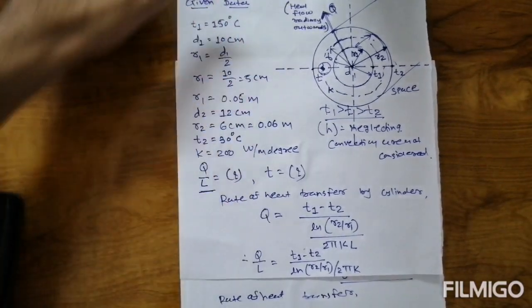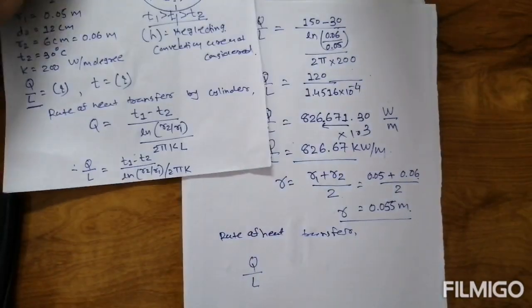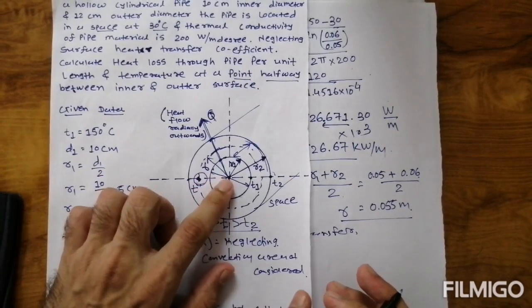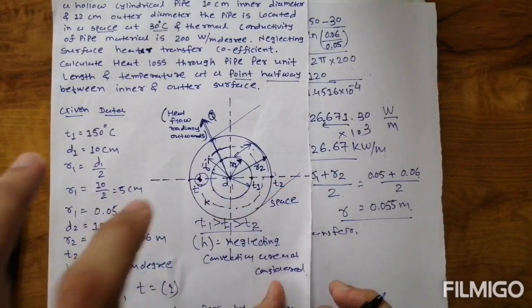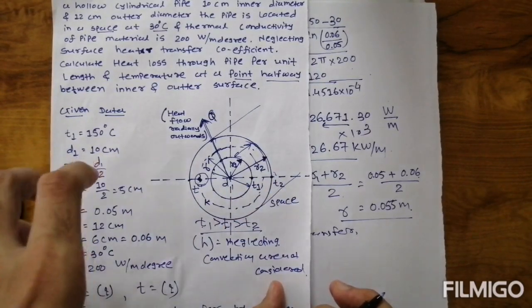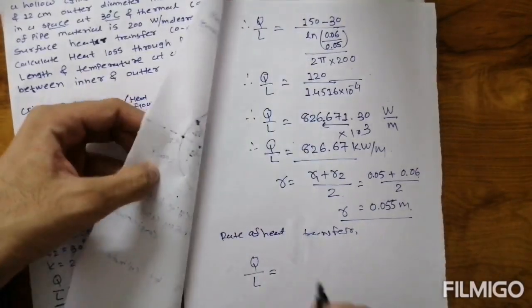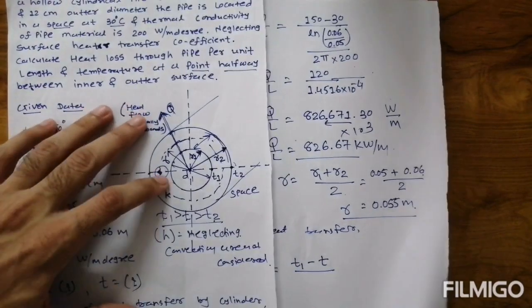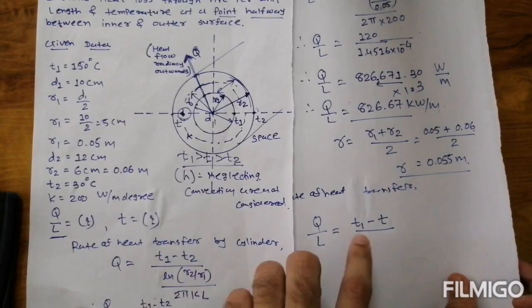Similarly, we consider per unit length, since we are finding the value per unit length. So Q by L is equal to, what will be our equation? First we consider the temperature difference T1 to T2, but now we concentrate on the halfway point. So the temperature difference is T1 to T, and our equation is T1 minus T. Compare with T1 minus T2 here: instead of T1 minus T2, we have T1 minus T.